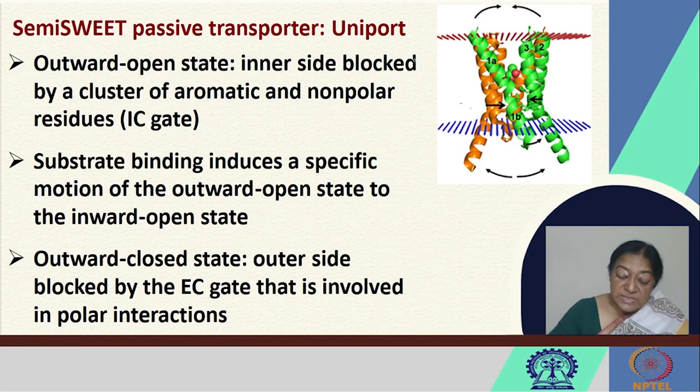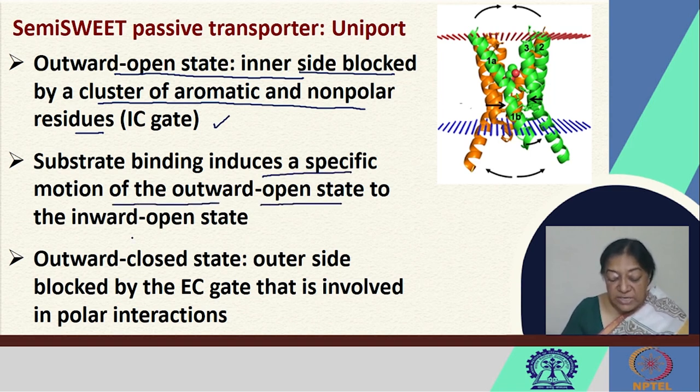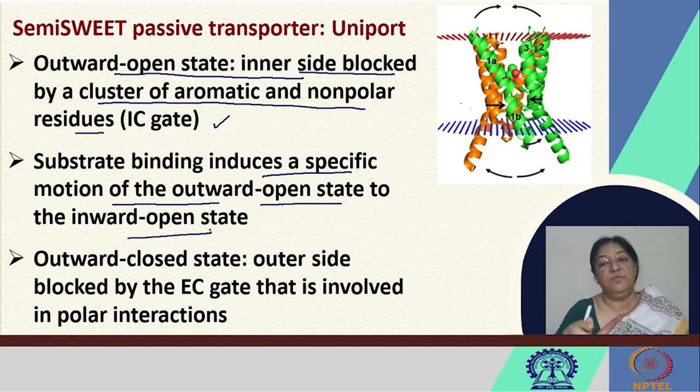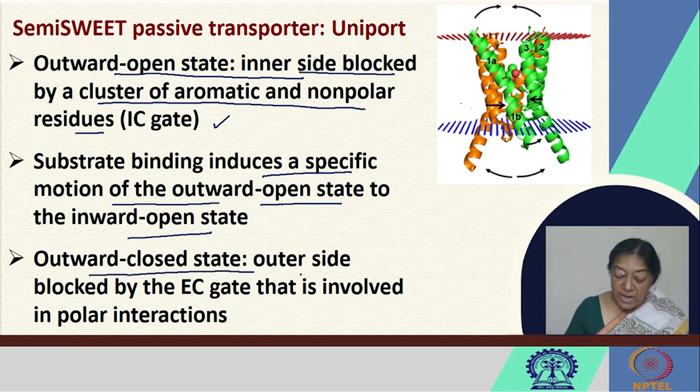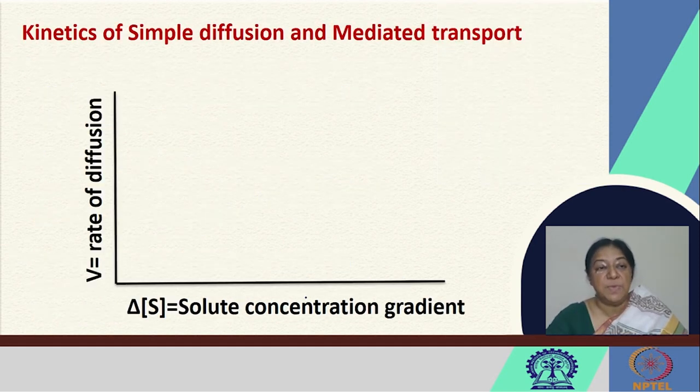So the process is that there is an outward open state where the inner side is blocked by a cluster of aromatic and nonpolar residues by the intracellular gate. The substrate binding induces a specific motion of the outward open state to the inward open state. So from the outward open state, it moves to an inward open state. And then the outward closed state, where this is blocked by the extracellular gate. So whatever transportation is possible, the substrate is bound, and then it is transferred across the membrane.